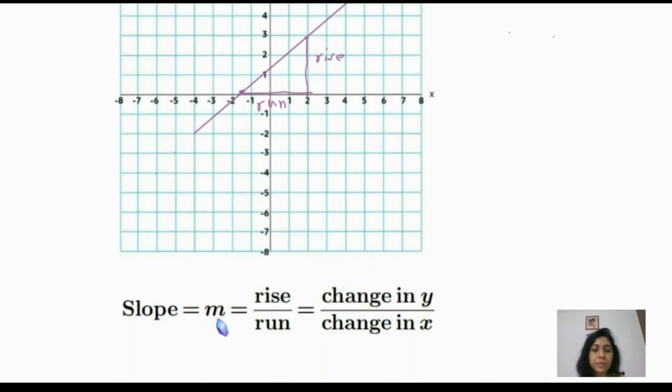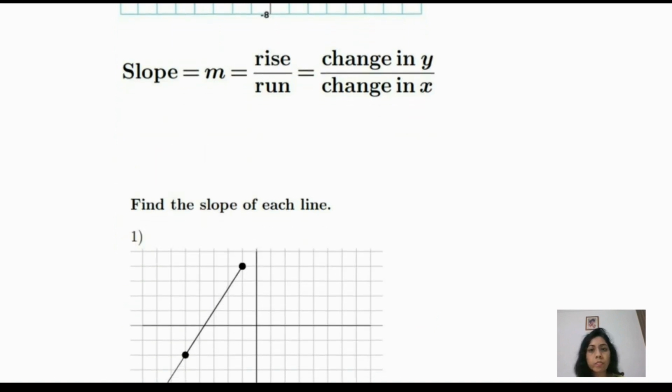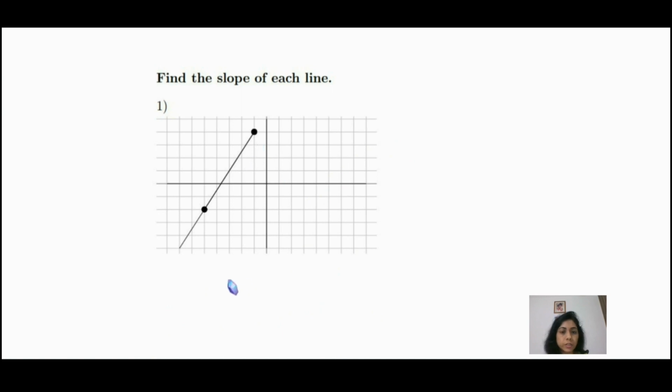Slope we represent with m, and this is rise upon run, and rise means change in y, and it means vertical, and run means change in x, left or right. So here this is change in x. So we have this formula, and to find out slope, we have to make this type of triangle. Okay, so let's start the question.